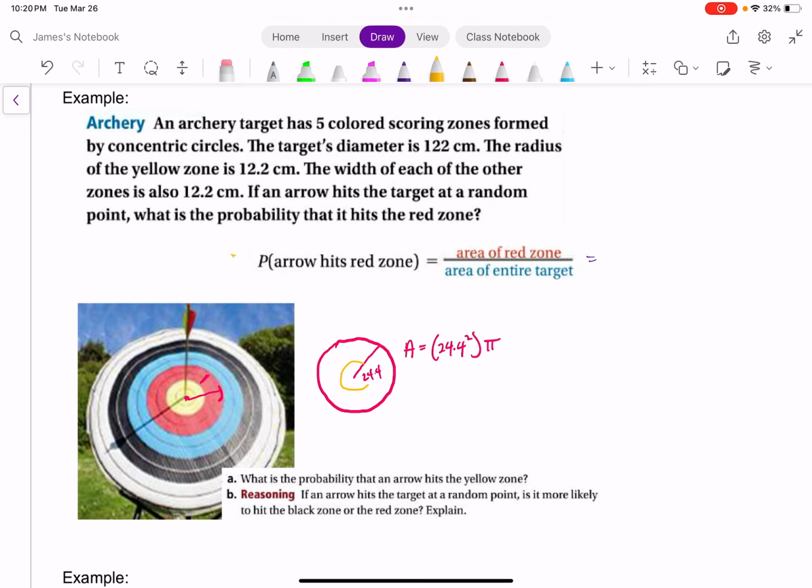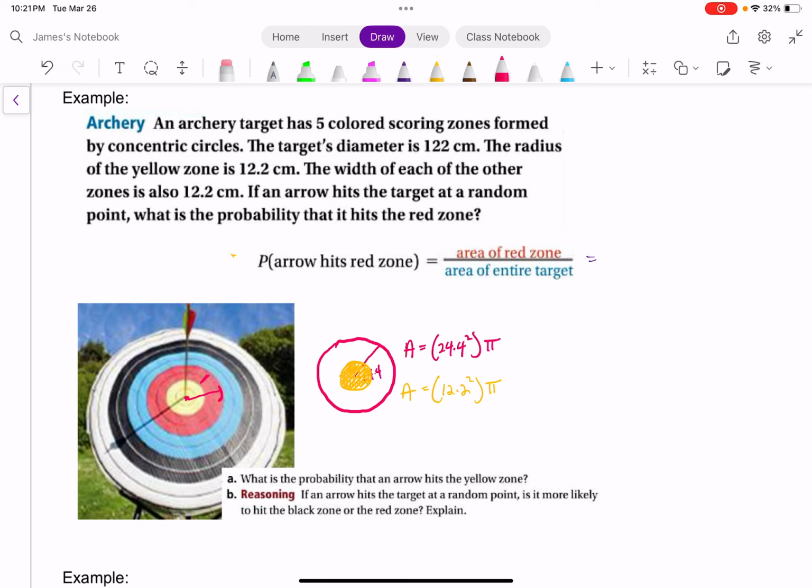So remember the area of this. The yellow one would be that one right there. Can I find that area? Well, that circle had a radius of 12.2, and multiply it by pi. So that's the area of that yellow one.